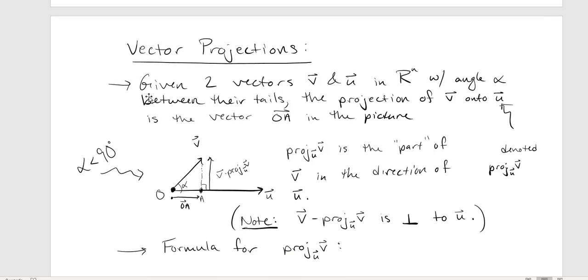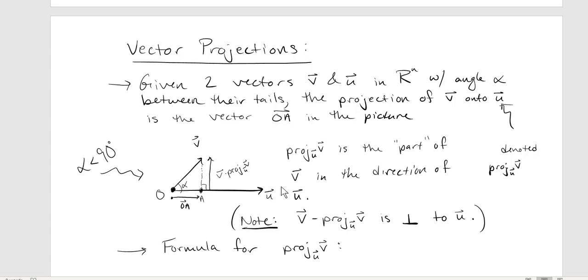Vector projections. Now the idea here is, given two vectors v and u in Rn with an angle alpha between their tails, sort of like I've drawn down here, vector u, vector v, angle alpha between their tails. The projection of v onto u, which we usually denote with this notation, proj v onto u, is this vector O to A in the picture that I've drawn. So the vector from here to here.